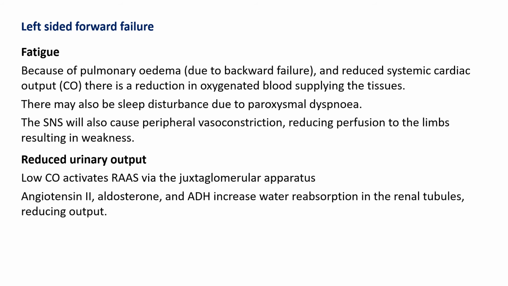There is reduced urinary output. If you think about this, we've got low cardiac output, systemic cardiac output. That gets round to the glomerulus. Oh, hang on, low cardiac output, low blood pressure. That activates RAS via the juxtaglomerular apparatus. We end up with angiotensin II, aldosterone, ADH. They all increase water reabsorption in the renal tubules. Great, that increases our preload and all the rest of it. But what it also does, it reduces the output. Not much is going to get down to the bladder.